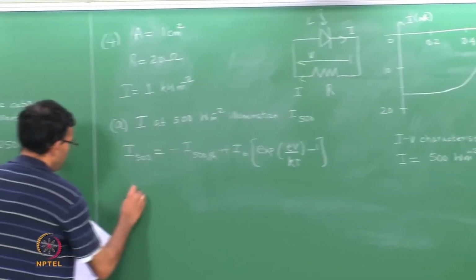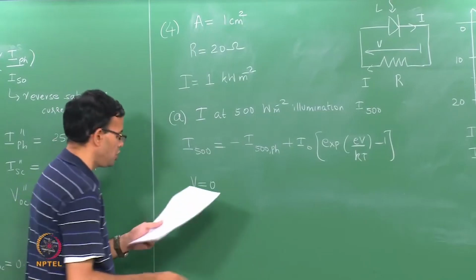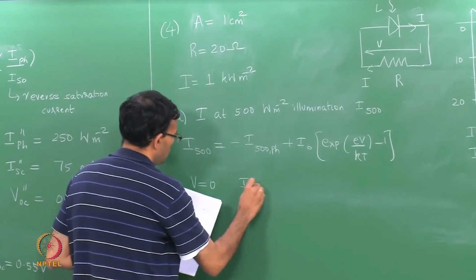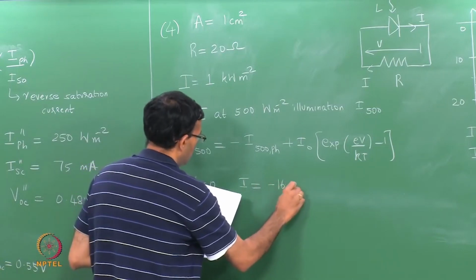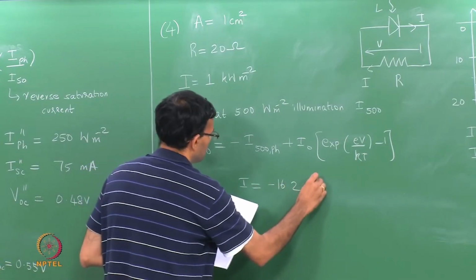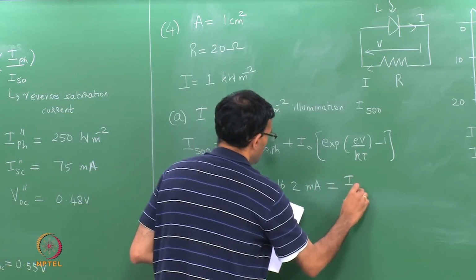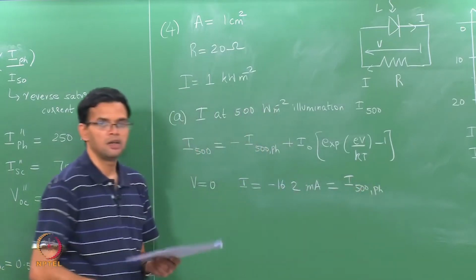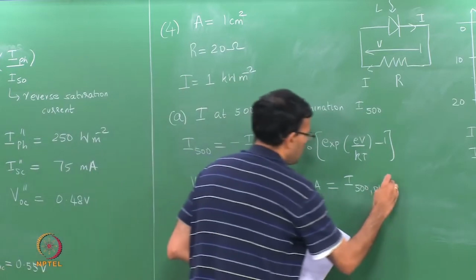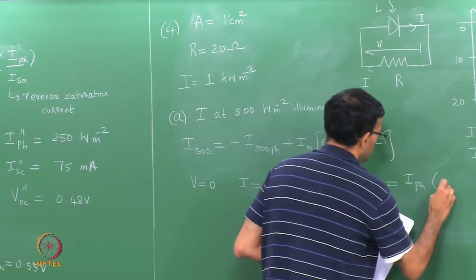So, from the graph we can essentially mark the values of these various points. So, when V is equal to 0, this is your short circuit voltage, the corresponding current I is minus 16.2 milliamps. This is nothing but I 500 comma pH, and just for simplicity I will write this as IPH. So, this is the short circuit current.